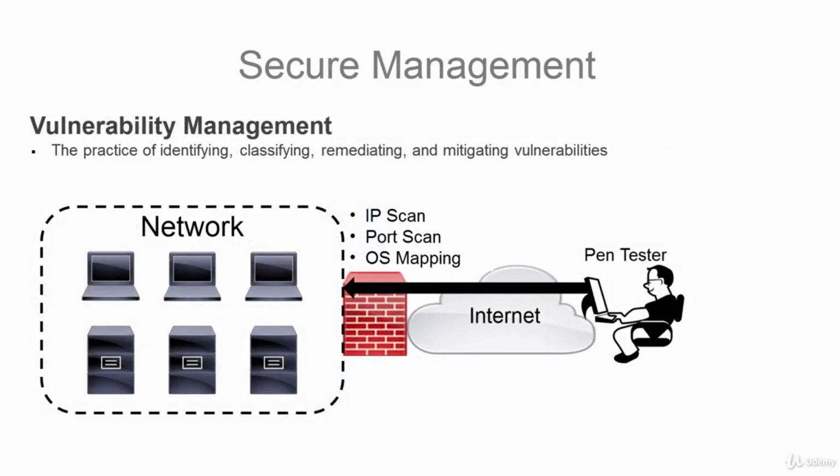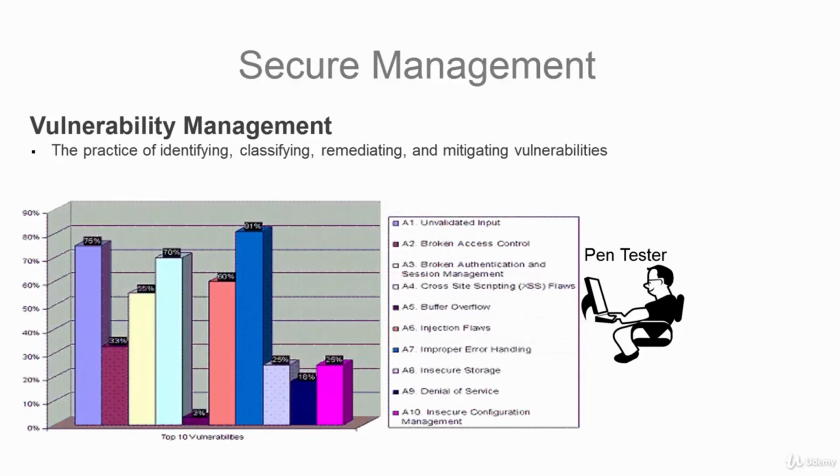Vulnerability management is integral to computer security and network security. It is the practice of identifying, classifying, remediating, and mitigating vulnerabilities. This can be done with active or passive vulnerability scanners, including penetration assessments. Pen tests identify vulnerabilities within an environment that need to be corrected. To keep things honest, these are typically conducted by a third-party company.